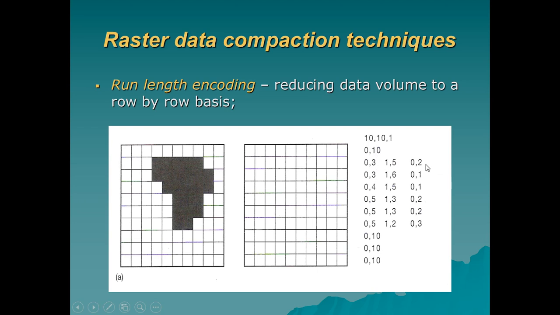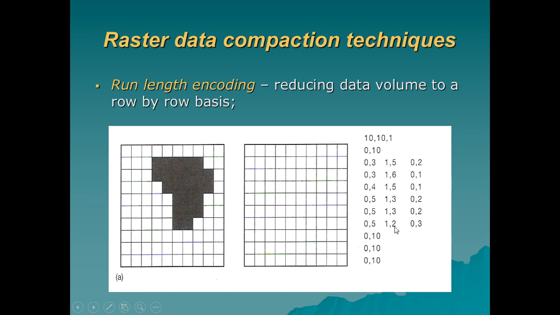Notice the data they have encoded here, 0, 3. That means then that the first 3 cells have values of 0, 1, 2, 3. Then we have 5 cells with a value of 1, 1, 2, 3, 4, 5, and 2 cells with a value of 0.